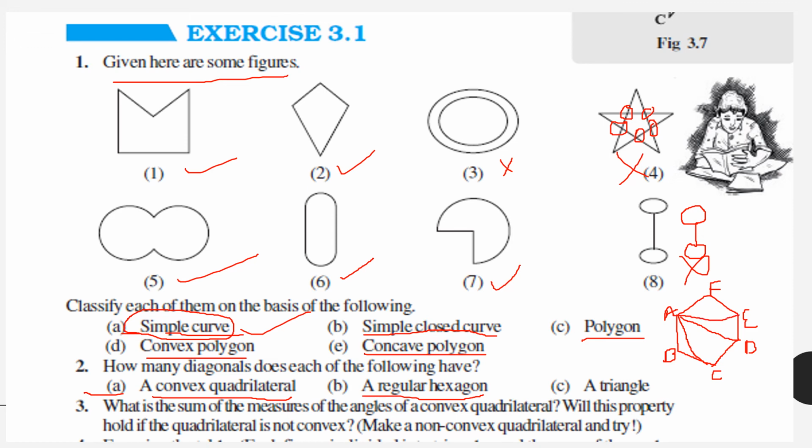Then let's try with point B. With point B, BD first diagonal, BE second diagonal, BF third diagonal. Then with point C, you can say CA is already done, so we can't do that. Let's take CE, CF. Okay. Similarly, you can do with D, E, and F.